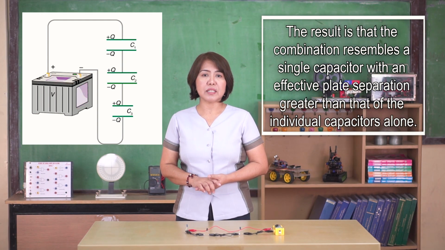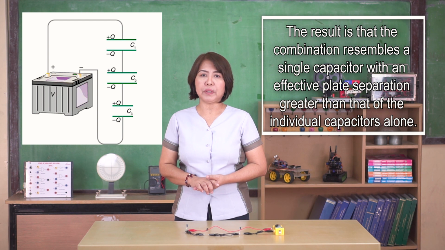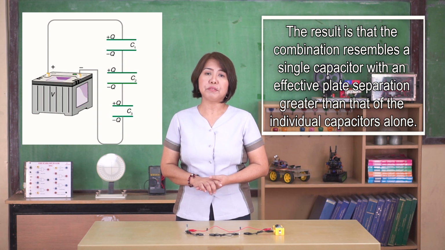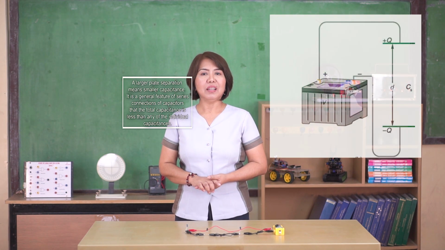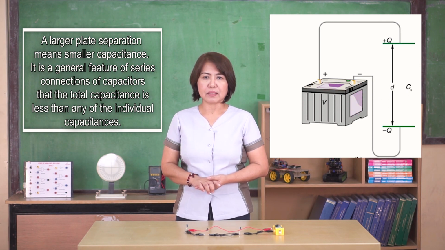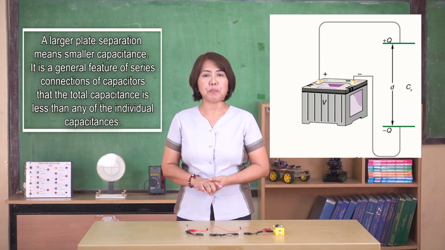The result is that the combination resembles a single capacitor with an effective plate separation greater than that of the individual capacitors alone, as you can see in this figure. A larger plate separation means smaller capacitance. It is a general feature of series connections of capacitors that the total capacitance is less than any of the individual capacitances.